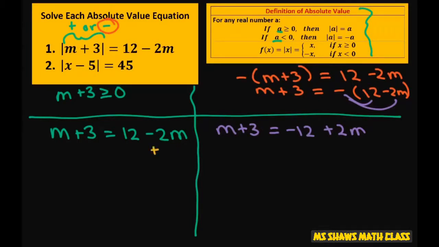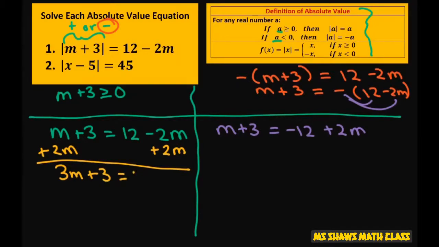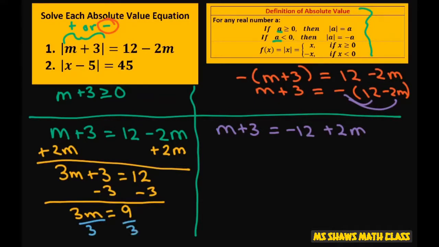So I'm going to add 2m to both sides. So you get 3m plus 3 equals 12. I'm going to subtract 3 from both sides of the equation. And I get 3m equals 9. Divide both sides by 3. So m equals 3. That's one solution.